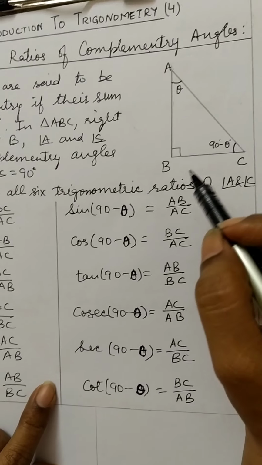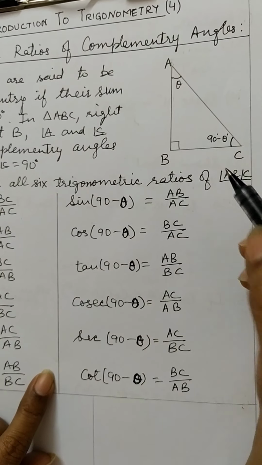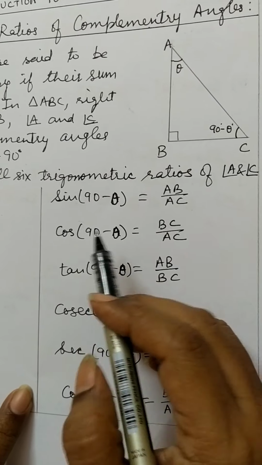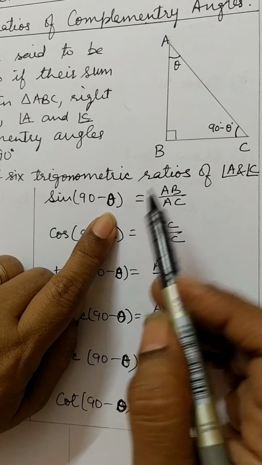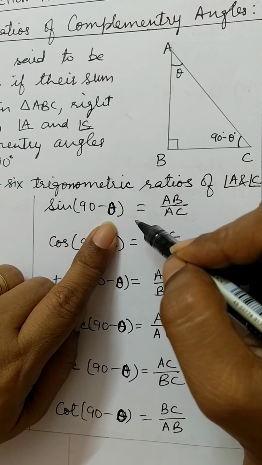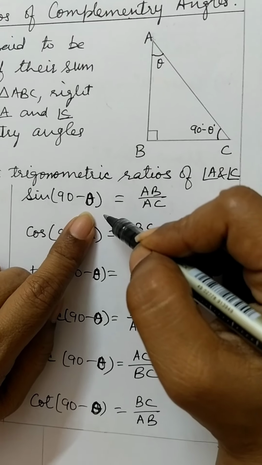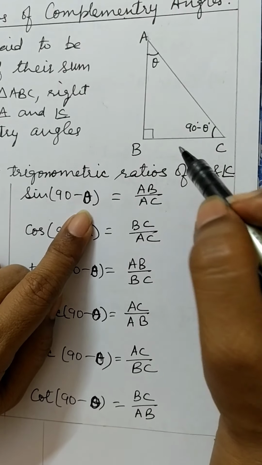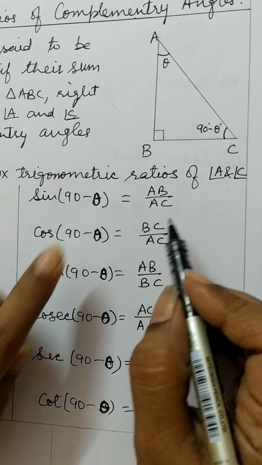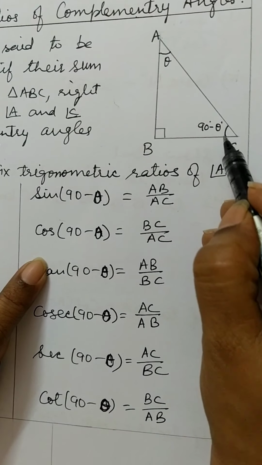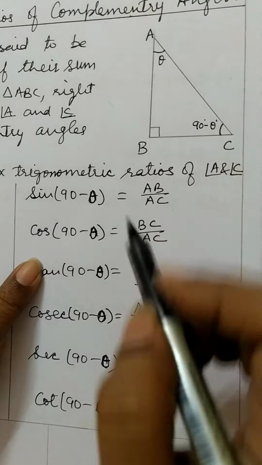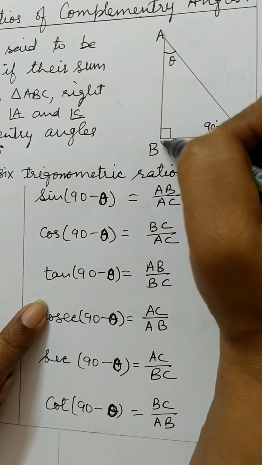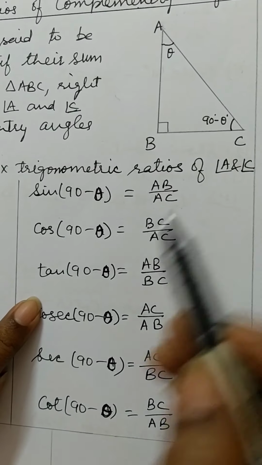Now, next we will find all these six ratios for angle C, which is 90 minus theta. So, sine 90 minus theta. We know that sine of 90 minus theta, that is angle C, is opposite side AB upon hypotenuse AC. Cos 90 minus theta, BC upon AC. Tan 90 minus theta, it will be opposite side AB upon adjacent side BC.